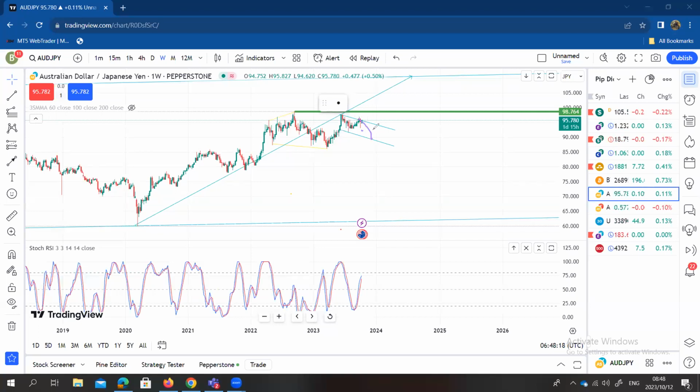And then after that leg to the downside, just wait for the market to break above this line. When you see a bar that closes above that line, then you can place your buy, place your stop loss right at the lowest point that the market reaches.